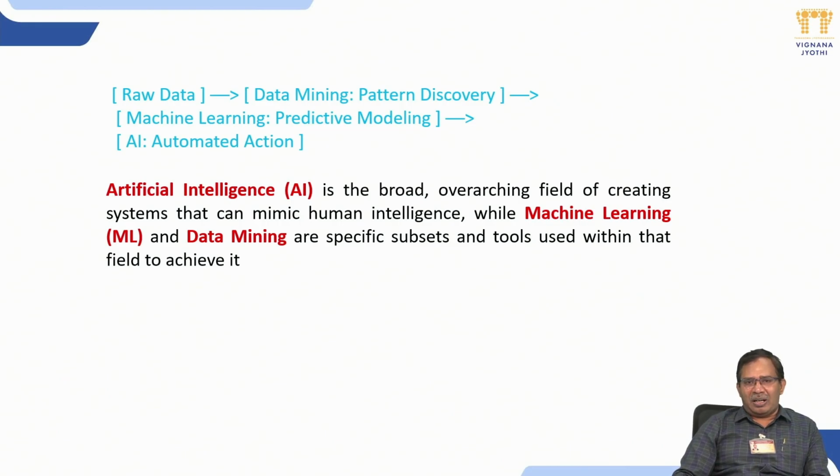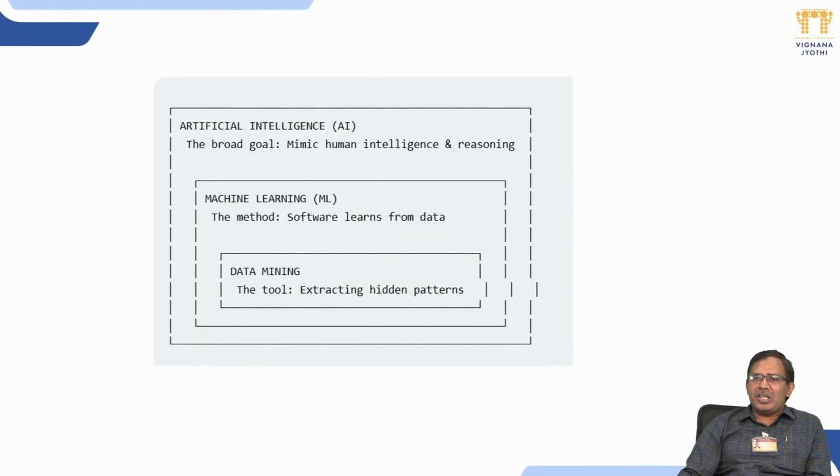AI will make use of deep learning, machine learning, and data mining to build AI related systems which work autonomously with greater results. AI is the broad overarching field of creating systems that can mimic human intelligence, good at different contexts, while machine learning and data mining are specific subsets and tools used within that field to achieve the target which is given for them.